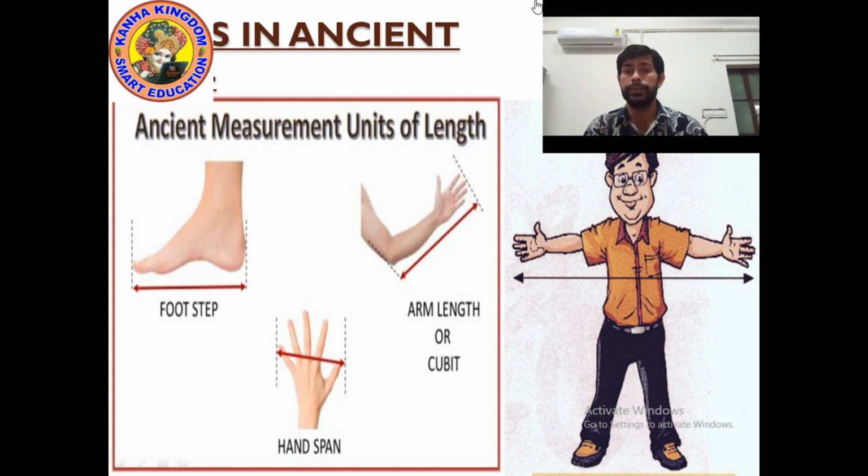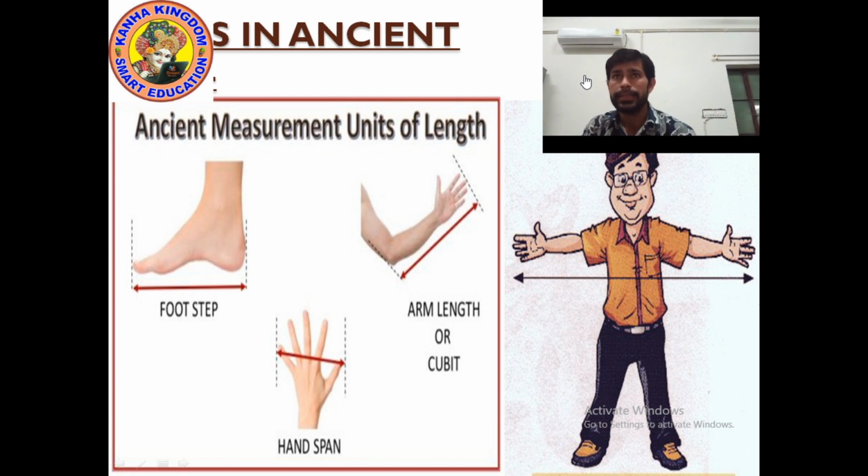So as I told you, in ancient times people used different units for measurement. Now the question is, which units did they use for measurement in ancient times? I have shown some pictures on your screen. You can see the first picture of a foot. Yes, they used foot step, or foot span, for the measurement of length.